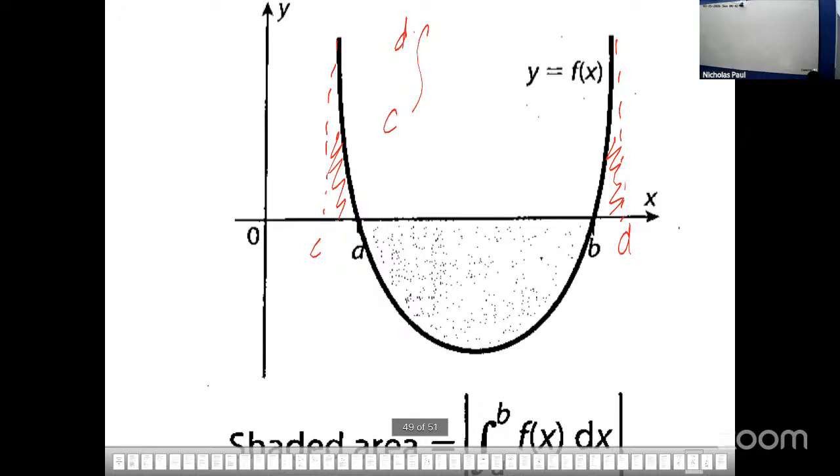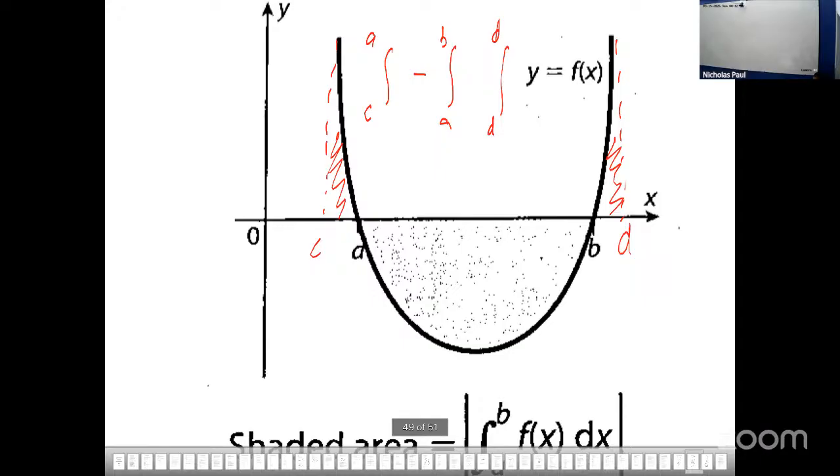Are you okay with that? Here what you have to do is split it up. You have to split it up. So you integrate between A and C. Then you integrate between B and A, but you have to put a minus sign. And then you integrate between D and C. Are you okay with that? Remember the part below the axis, better put a minus sign in front. So the part below the axis must have a minus sign in front.